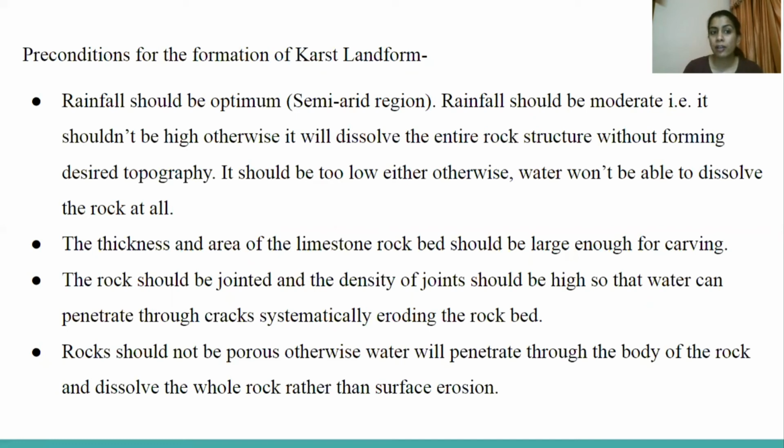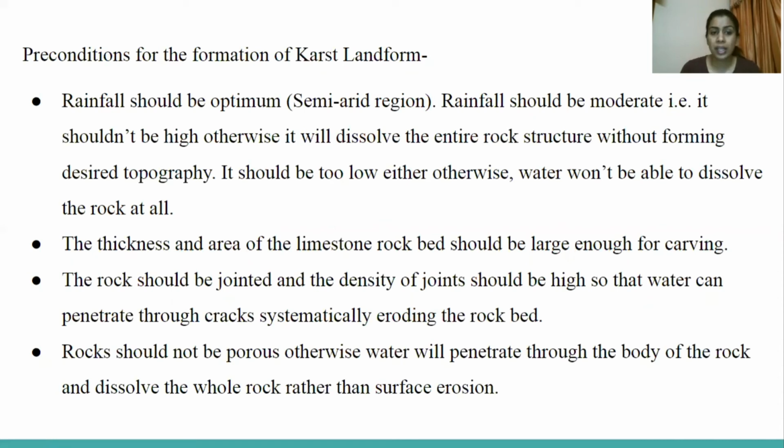So rainfall should be optimum. Rainfall should be moderate. That is, it shouldn't be high. Otherwise what will happen? It will dissolve the entire rock structure without forming the desired topography. And if it is too low, water won't be able to dissolve the rock at all.